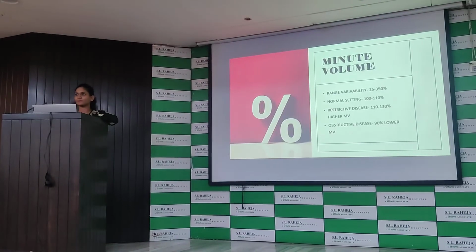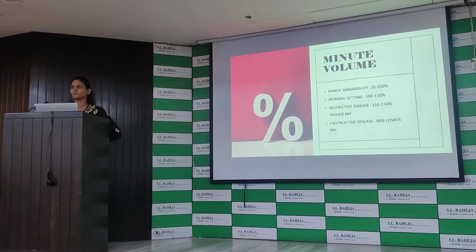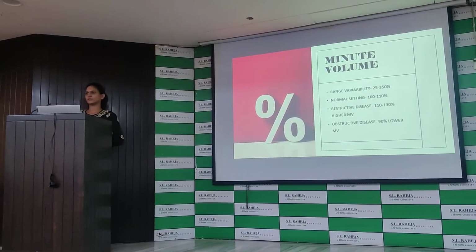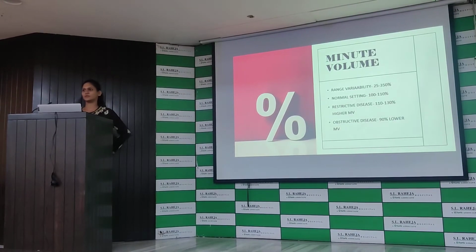So if you have a patient who's coming in from outside with ARDS and pneumonia, you set at 130%. It's as simple as that. If it's COPD, you come to 90%. That's how it is.